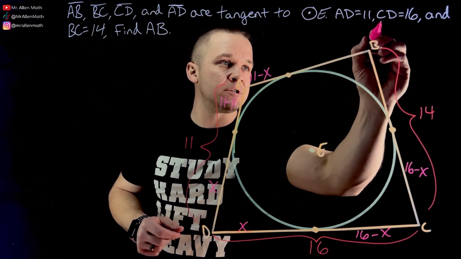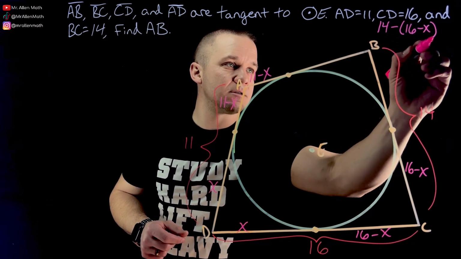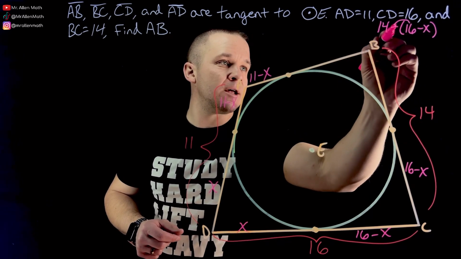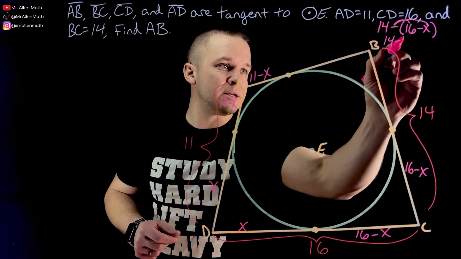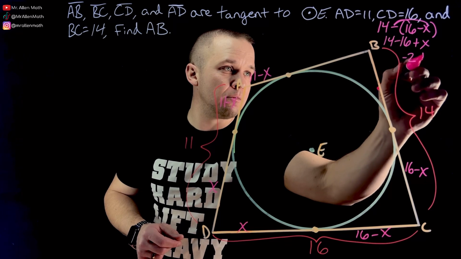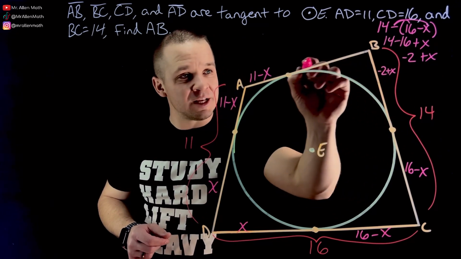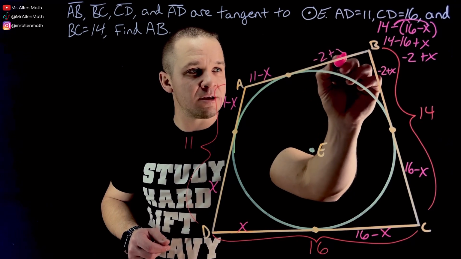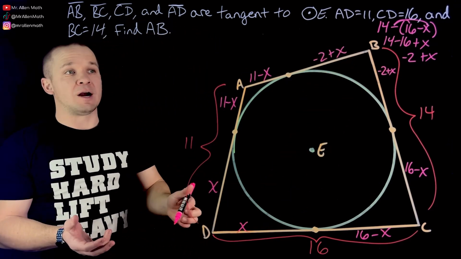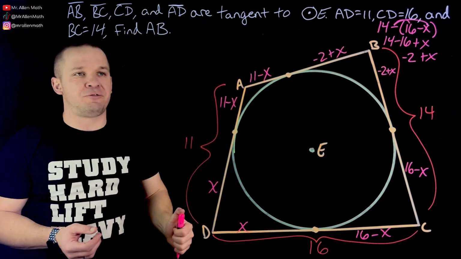So I'm going to write it all up. We have 14 minus the 16 minus X. Okay, so I got to distribute that negative to get 14 minus 16 plus X. So I'd have negative 2 plus X. That's what this segment is right here, negative 2 plus X, which would mean that this guy right here is negative 2 plus X as well. Right? The two tangents applies here.